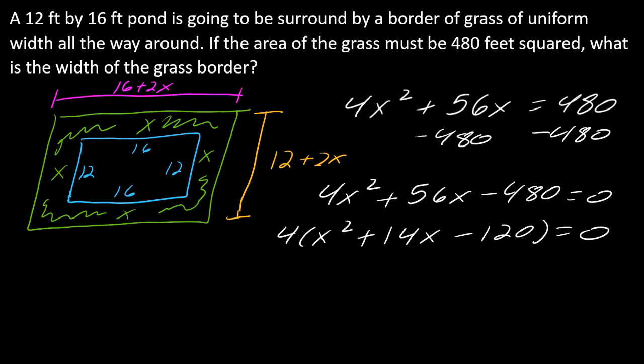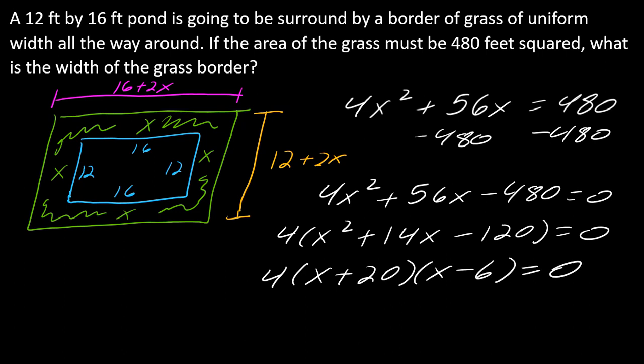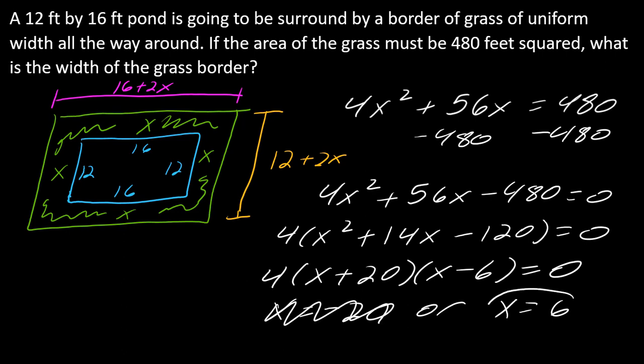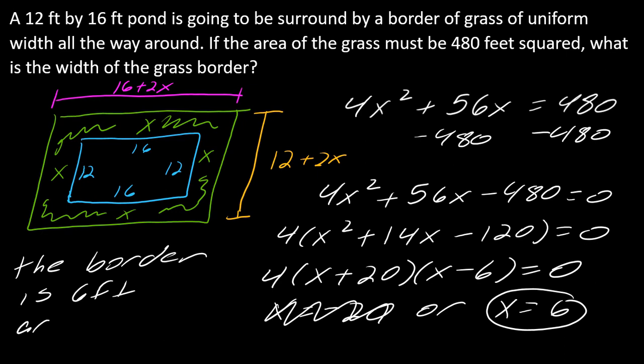Now, it might take you a little bit of trial and error to figure this out. So maybe you want to hit play when you've had a moment to try factoring this. But this will factor as x plus 20 and x minus 6. So I get x equals negative 20 or x equals 6. So what must the width of the border actually be? Well, obviously the border can't be negative, so it must be 6 feet. So the border is 6 feet around. And so that would be how you would approach something like that.